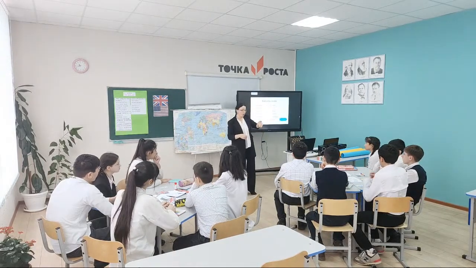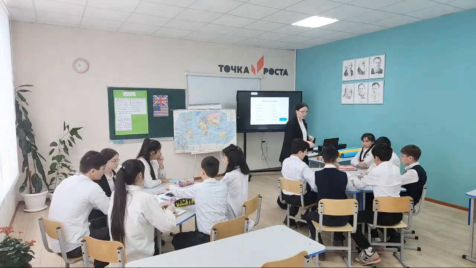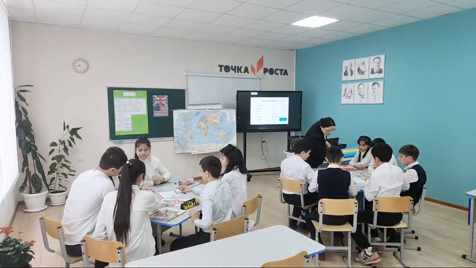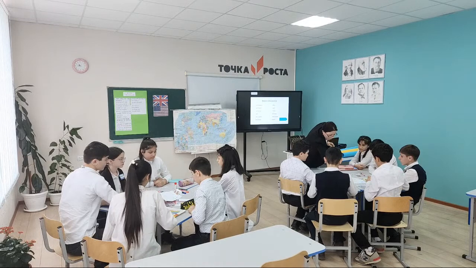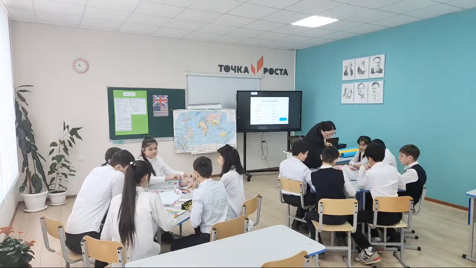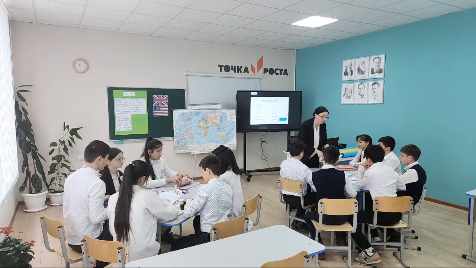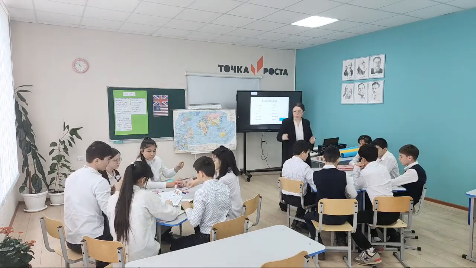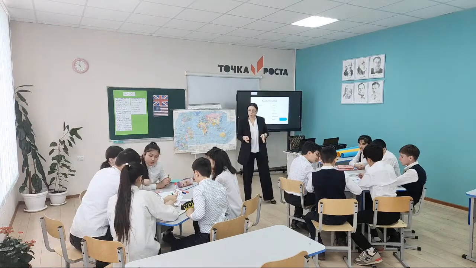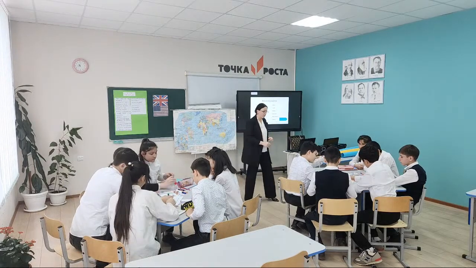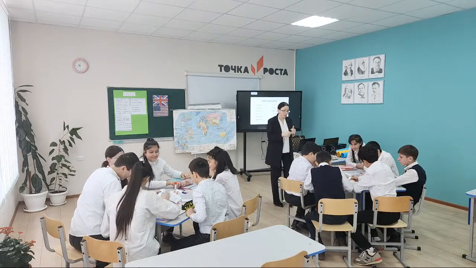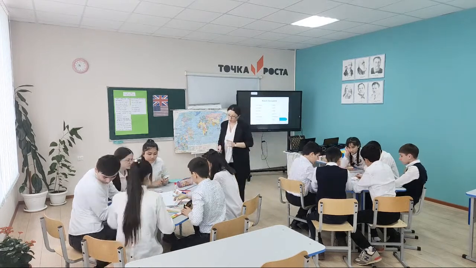So at first we are going to start with a short warm-up activity. On your tables, you have papers with the exercise. Your task is to match two columns of the words to get the right name of geographical objects. So, let's start. You have 1-2 minutes. Match the words.